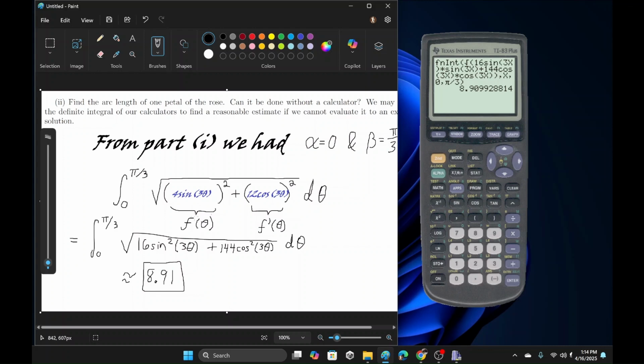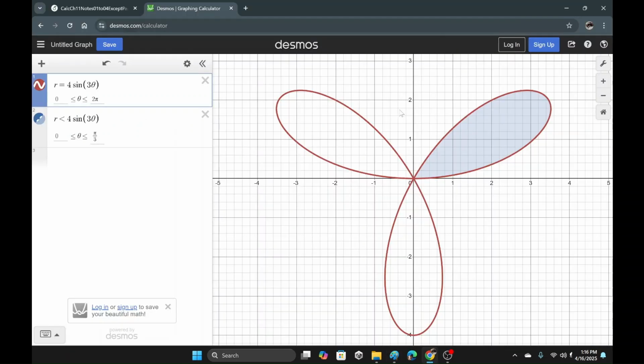So if you think back to the original rose image, it had 3 petals in this example. So one option you could have if you needed the entire arc length would be just to triple this value. Well, that's it for this example.